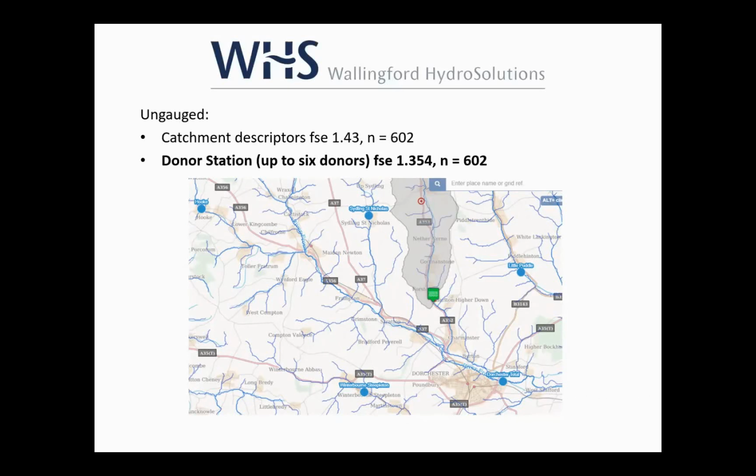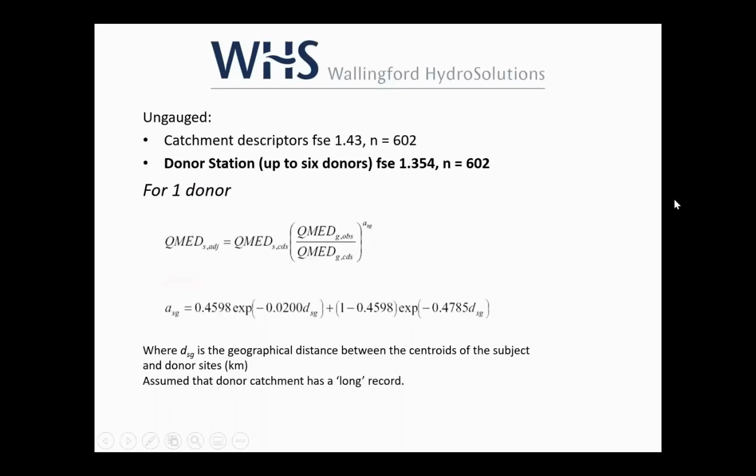As you can see, using this method, we see a fall in the factorial standard error, which suggests increased accuracy, and that's on the same data set as was used for the catchment descriptor equation. So how does donor transfer work? So basically, it searches for nearby donor stations and allows comparison between the QMED catchment descriptor estimate and the observed QMED. From this analysis, we can infer whether there is a systematic under or overestimation by the catchment descriptor equation in a particular area and adjust our QMED estimate to account for this. Now in WINFAP 3, only one donor station can be used, and the following equation would be applied.